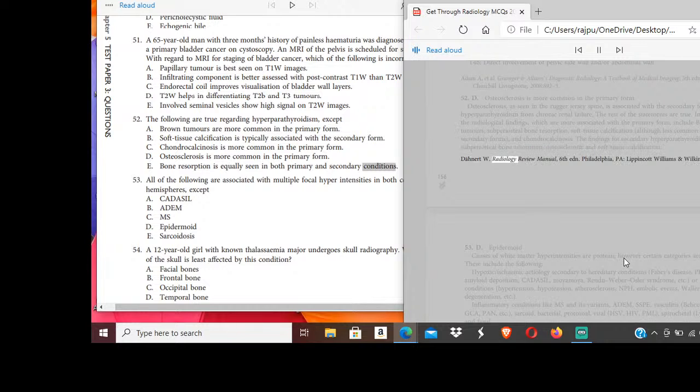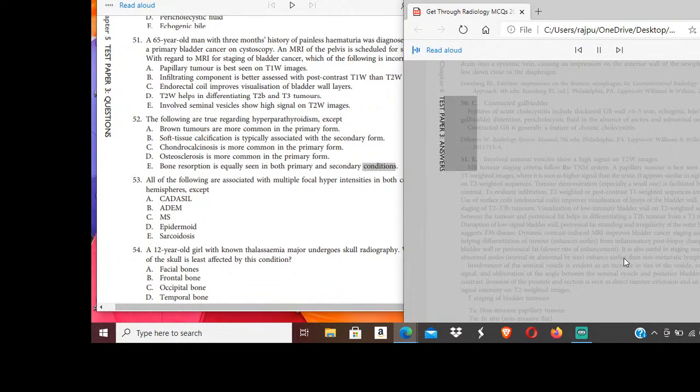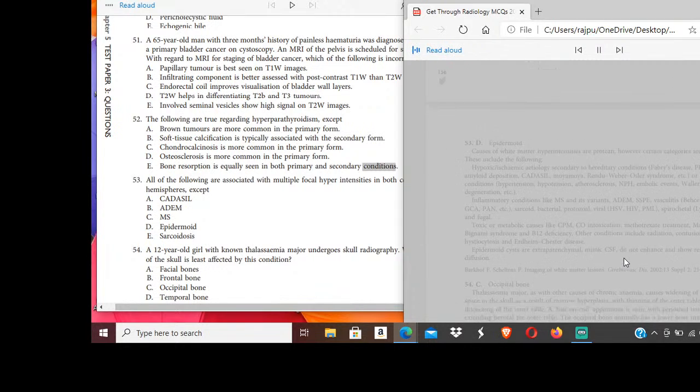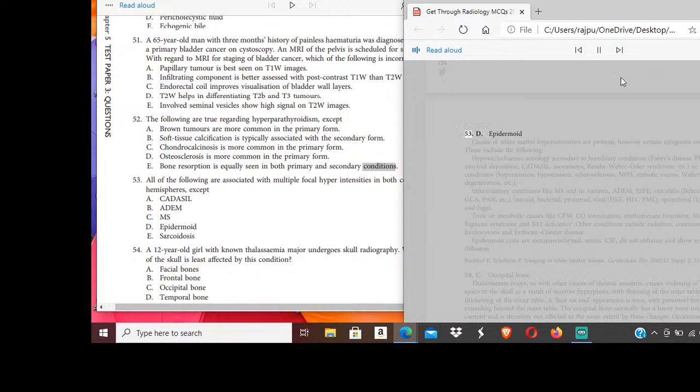Dähnert W, Radiology Review Manual, 6th ed. Philadelphia, PA, Lippincott Williams and Wilkins, 2007:105. Chapter 6, Test Paper 3, Answers. 53. D.